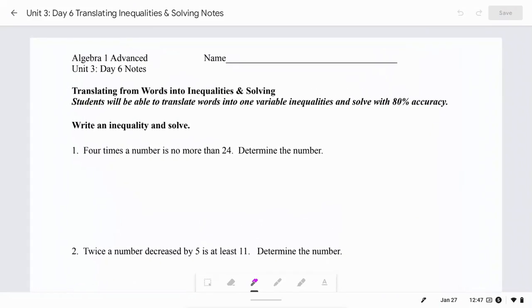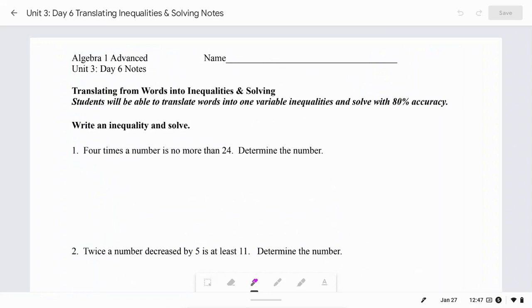In this video, we will be learning how to translate from words into inequalities and then solving the inequalities as well. So recall from yesterday, we talked about how to translate from words to inequalities, but now we're actually going to take it one step further and continue to solve them. So the most important part is setting up a correct inequality. Otherwise, you won't get the correct answer in the end.